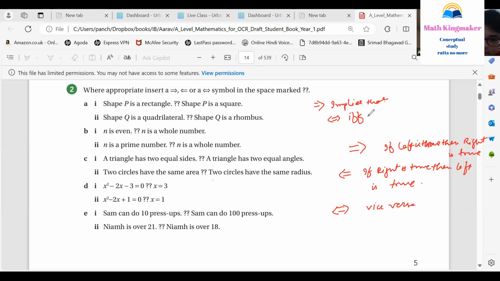Okay, Sam can do 10 press ups. Sam can do 100 press ups. So it's not necessarily true, so it's like this. If he can do 100, then obviously he can do 10. But if he can do 10, it is not necessary that he will do 100. I mean, he might be able to, but yes.